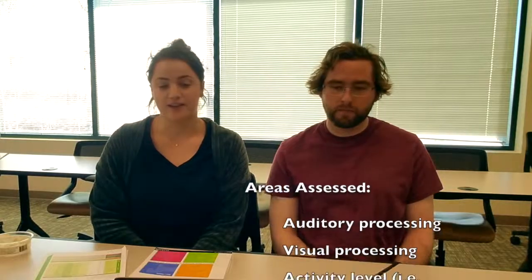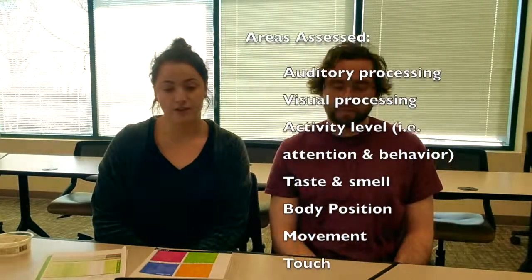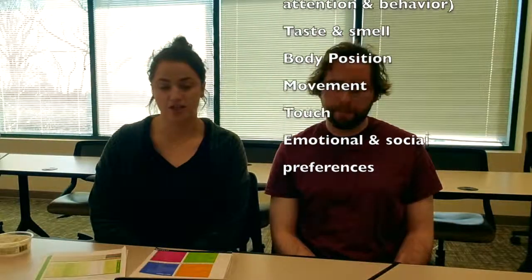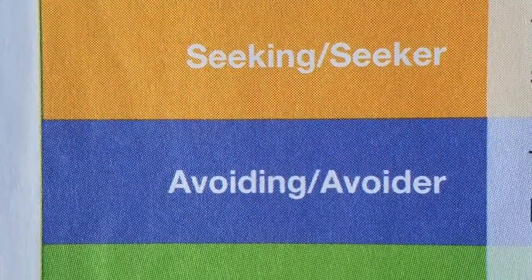There are 8 areas of sensory input that are examined. So there's auditory, visual, activity level, taste and smell, body position, movement, touch, and emotional and social preferences. Overall, it assesses sensory preferences and behavioral patterns. So the score of the sensory profile determines if the child is either a sensory seeker, avoider, has sensitivity, or is a bystander. Those are the 4 quadrants used in this assessment.